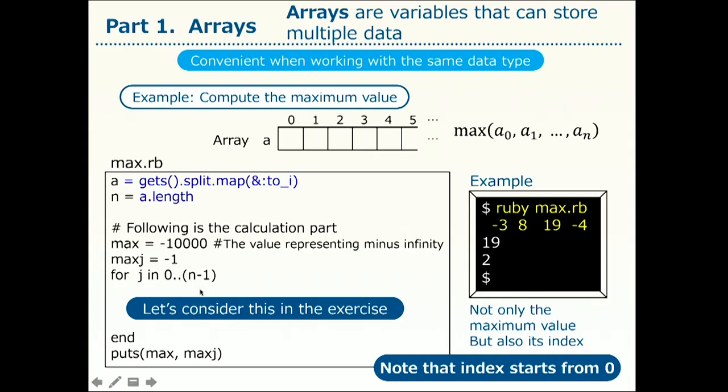Let's use max and maxj as you see here as variables for memorizing the current maximum value and the location of this maximum value. Hopefully we can use them smartly, and during the for loop repetitions, the values of these variables are revised appropriately. Then we can ultimately output the answer, max and maxj, which should be the correct answer. We will consider this actual program in the exercise.